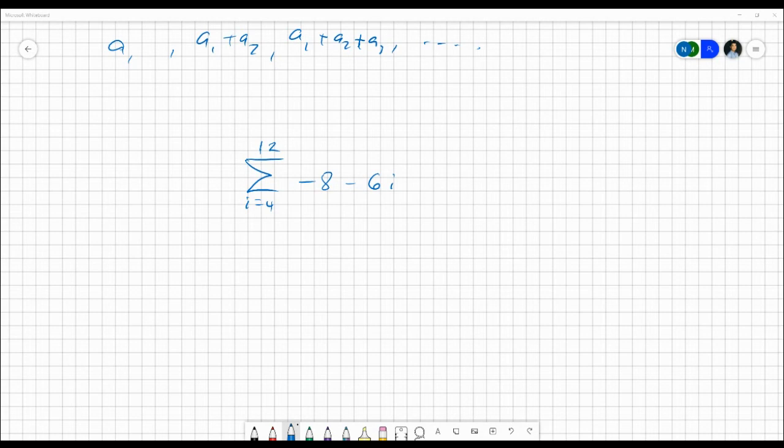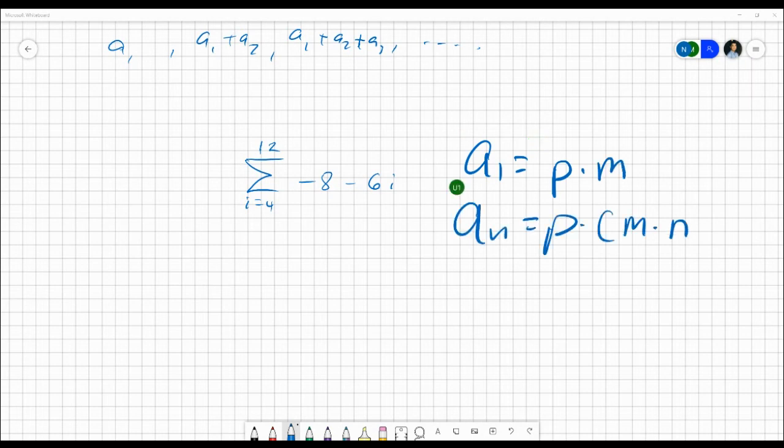They defined how to find A1 as P times M, and then AN as P times M times N. I was just confused as to what they were doing here. I think they were trying to do it in a way that I didn't have to expand it out fully, but I just didn't know what's going on. Okay, give me a second. Let me see.